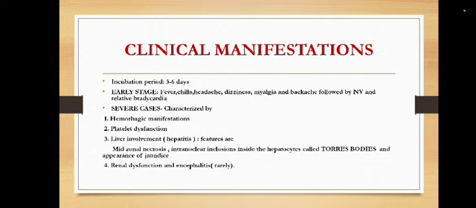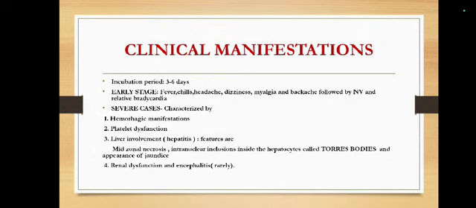The severe cases are characterized by hemorrhagic manifestations, platelet dysfunction, liver involvement, that is hepatitis. So, what are the features of hepatitis or the liver involvement? It includes midzonal necrosis and intranuclear inclusions inside the hepatocytes called Torres bodies, and the jaundice. And the fourth one is the renal dysfunction. We can say encephalitis, but it is a rare clinical manifestation.